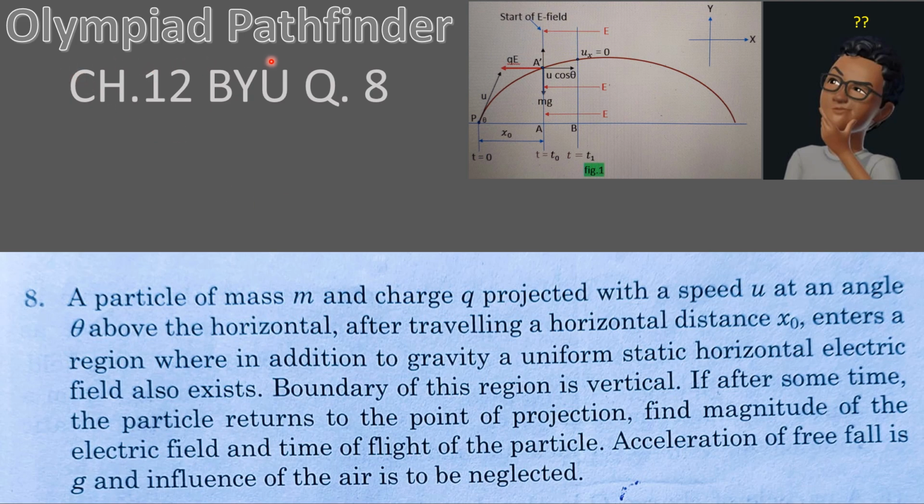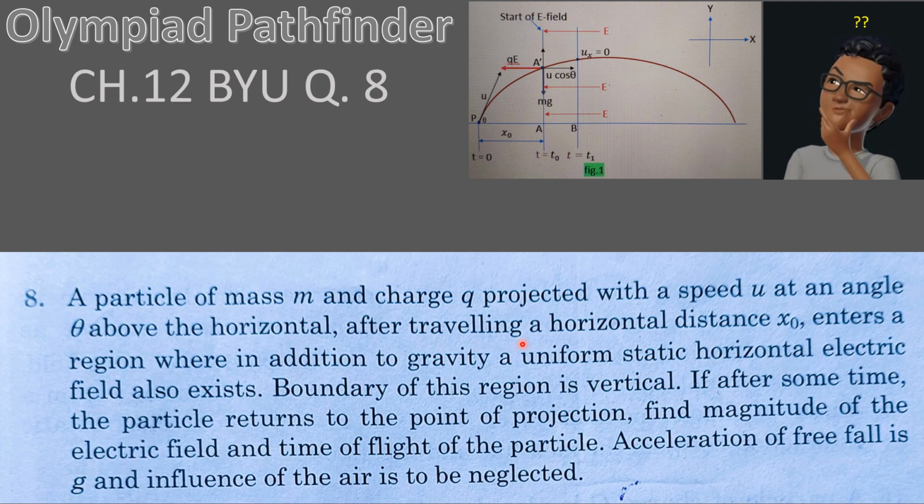This question is from Olympiad Pathfinder, Chapter 12. Build your understanding question number 8. A particle of mass m and charge q is projected with a speed u at an angle theta above the horizontal.